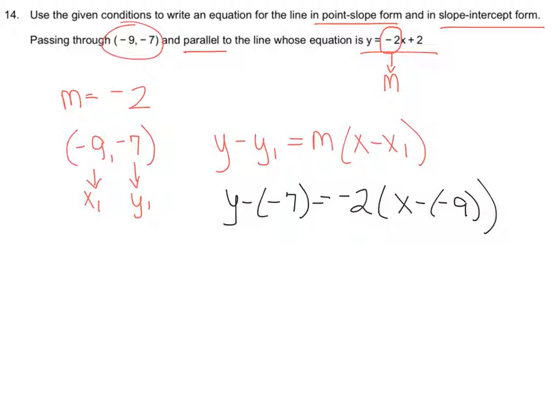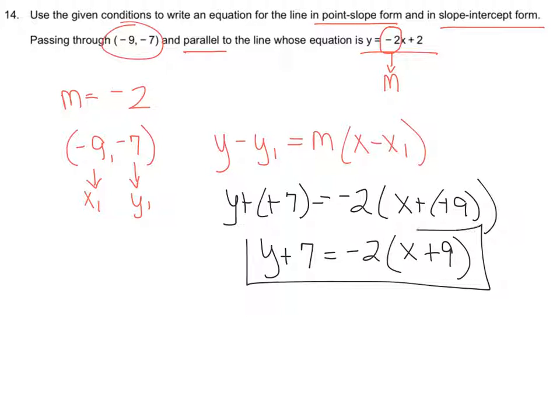Y minus -7 is the same as y plus 7. And that equals -2 times x minus -9, which is the same as x plus 9. And this form is in point-slope form. So that's my first answer.